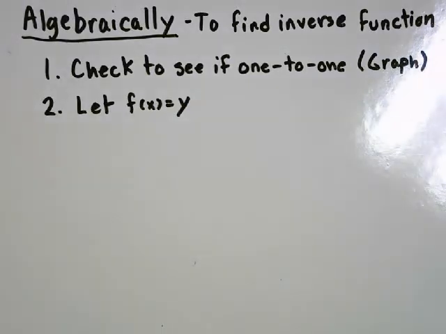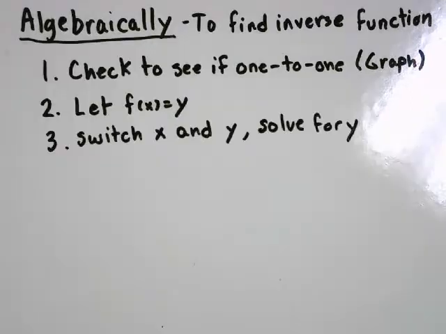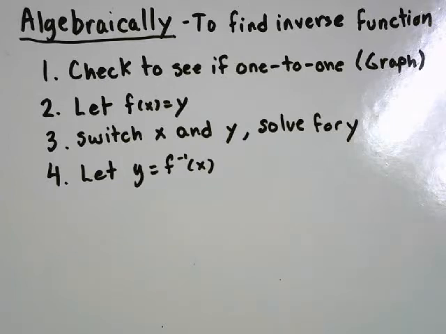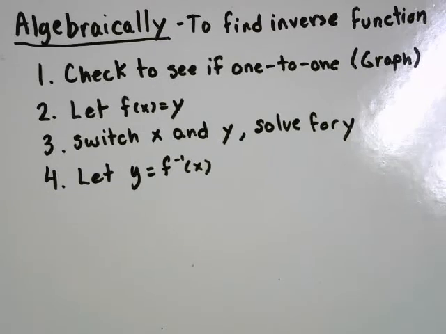If there is in fact an inverse function, then we can find it, and our next step is going to be to let f of x equal y. Then we're going to switch x and y and solve for y. Then once we have solved for y, we'll let y equal the inverse.